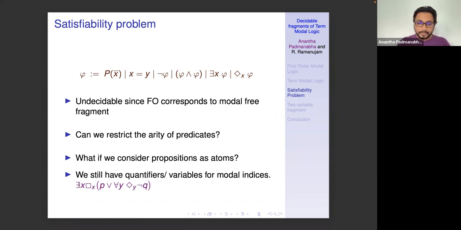So here is an example. There exists x box x, such that, what does it mean? There exists an agent at this world such that for every accessible world for that agent, either P holds, or from that world, for every agent, there is a possible accessible world where not Q holds, right? So the point is, even if you have just propositions as atoms, we can still have variables and quantification over them. And these variables will be used as index for the modal operators, right?